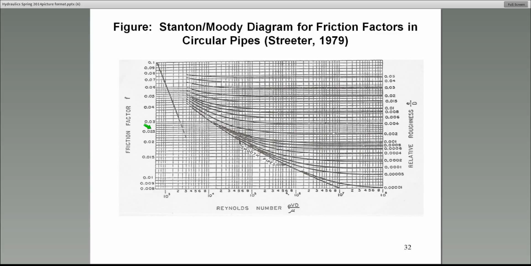By the way, the relative roughness, epsilon over D, is dimensionless, so it should be unitless also. So if epsilon is in inches, make sure the diameter is in inches. If epsilon is in feet, diameter must be in feet also. I leave this to you for review.